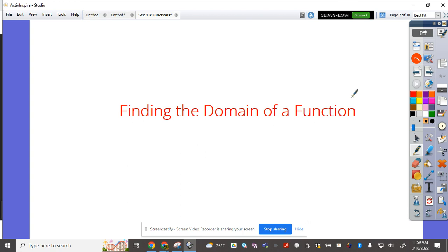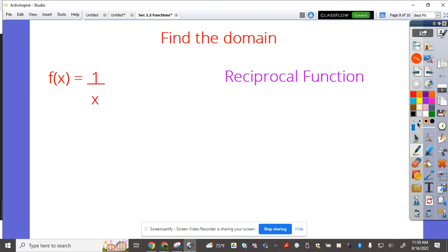Okay, we know the domain is the input, or the x values, in a function, but there are cases where we have a restriction on defining the domain of a given function. So let's start now here.